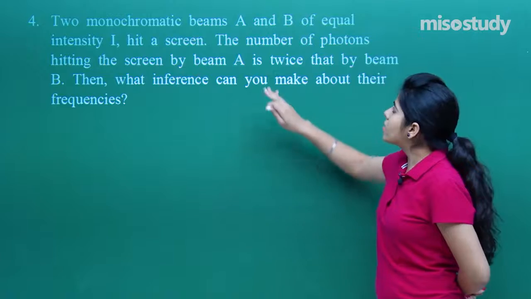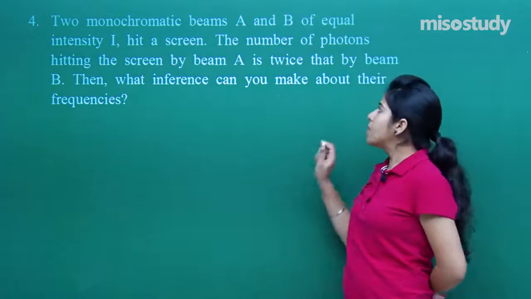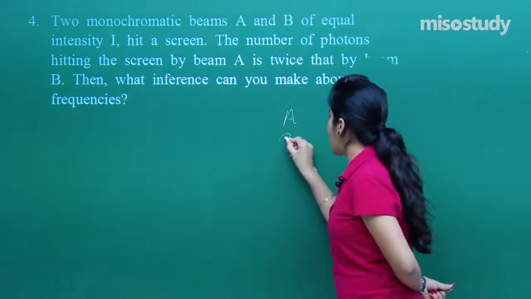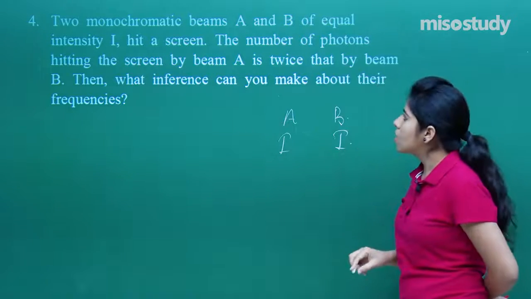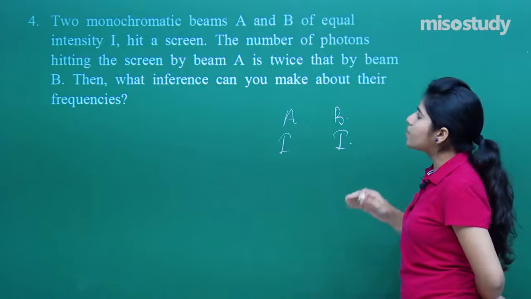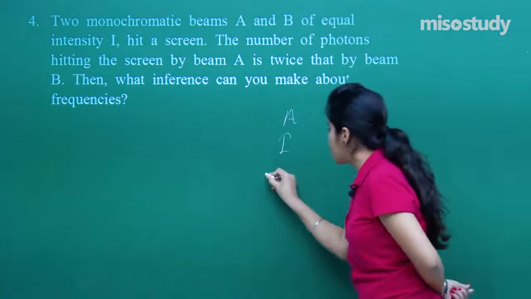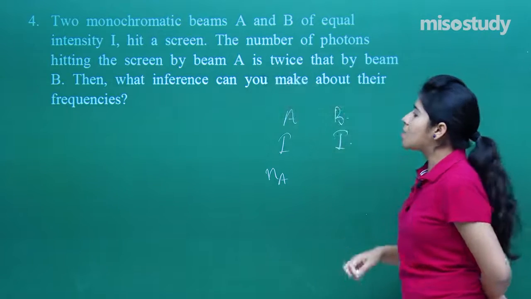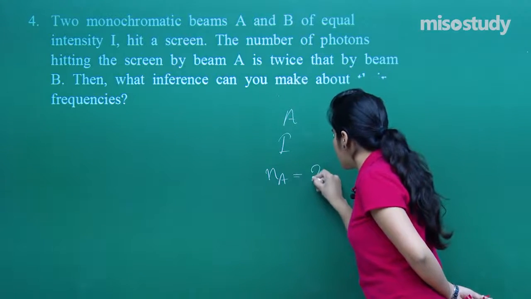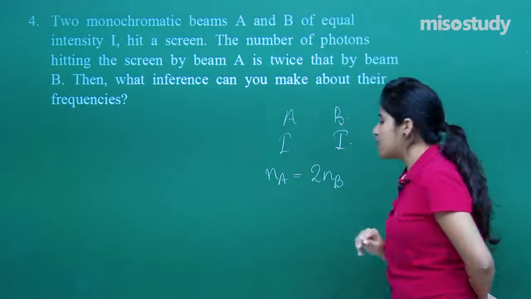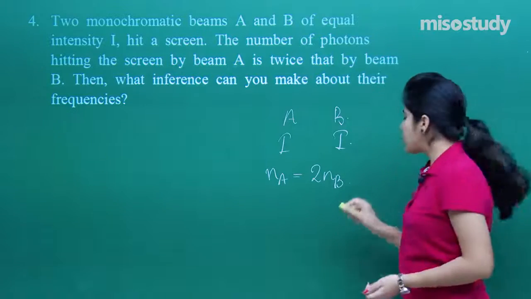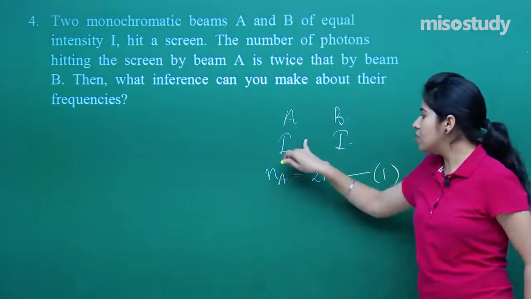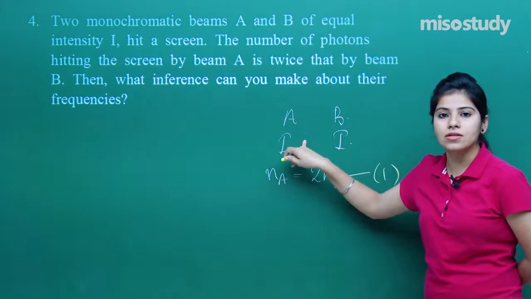We have been given that there are 2 monochromatic beams A and B of equal intensity I, they are hitting a screen, the number of photons hitting the screen by beam A, that means Na, is twice that by beam B, equals twice of beam B, right? This is the equation that has been given to us. And one more thing that has been given, that is equal intensity.